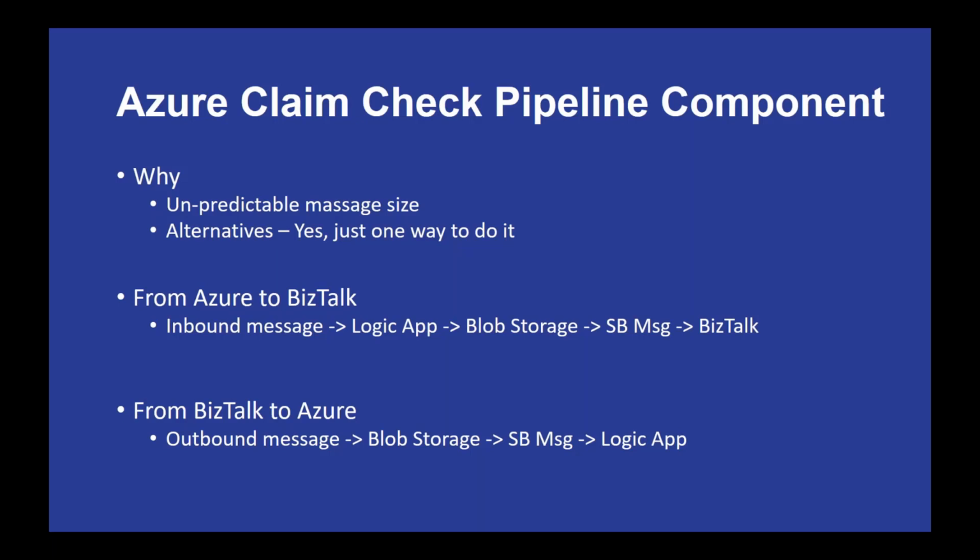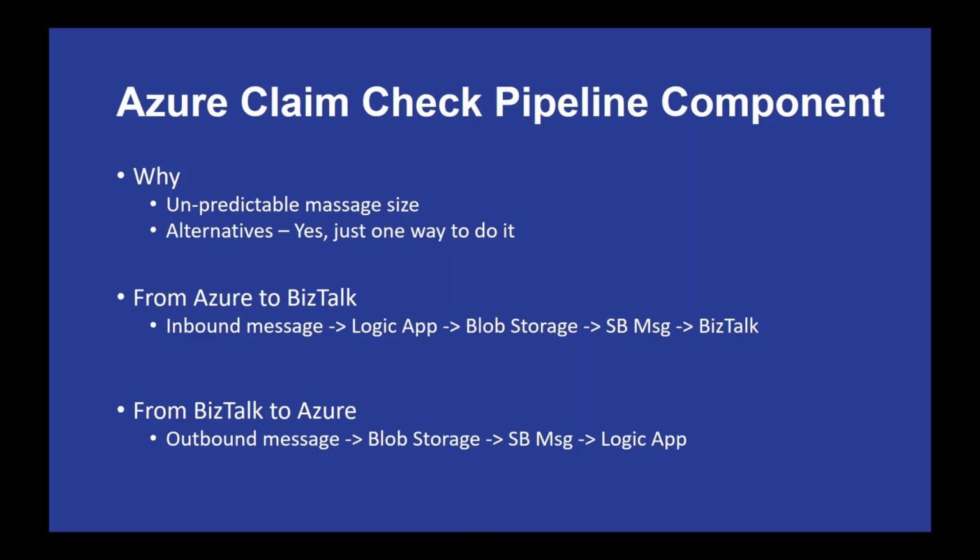And why I decided to build a pipeline component: basically, the clients I'm working with at the moment around BizTalk that are looking at doing this have unpredictable message sizes. If your message sizes were all small, you could get away with service bus and things like that. But the particular clients that I'm working with really don't know how big the message can be, and it varies greatly. Most of them are small, but there are a few that are exceptionally large.